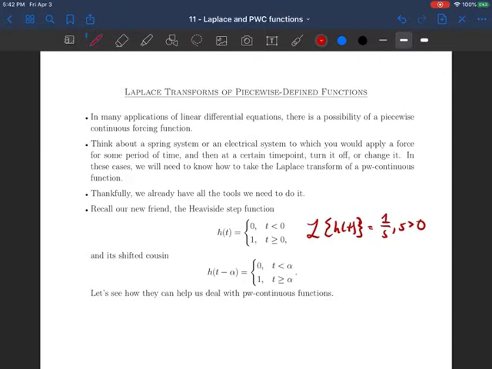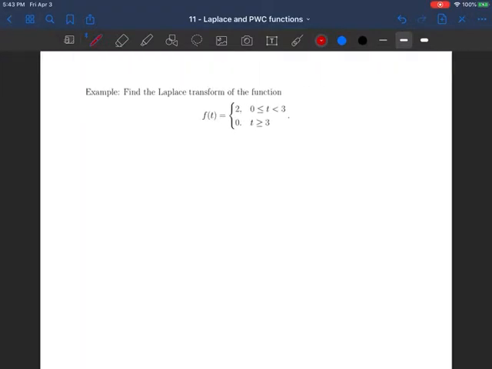We have the shifted Heaviside function. It's been moved over to the right by alpha units. Then it goes 0 up to alpha, and then at alpha it jumps up to 1. And this function has a Laplace transform equal to e to the minus alpha s over s. And again, that's for s greater than 0. So with the help of these kinds of functions, we can figure out how to take the Laplace transforms of piecewise defined functions. Let's see how that works with a few examples.